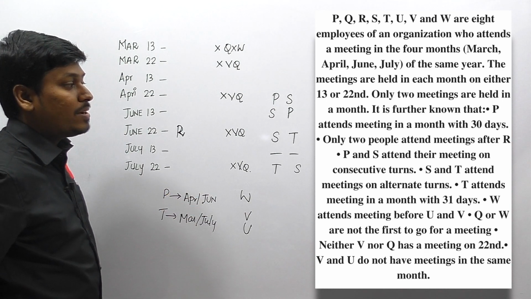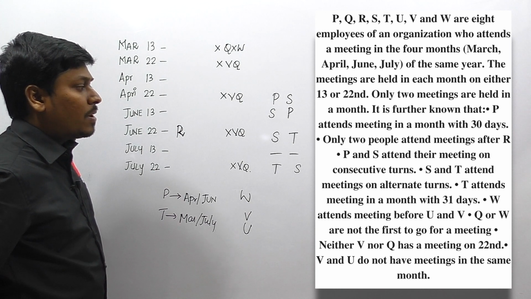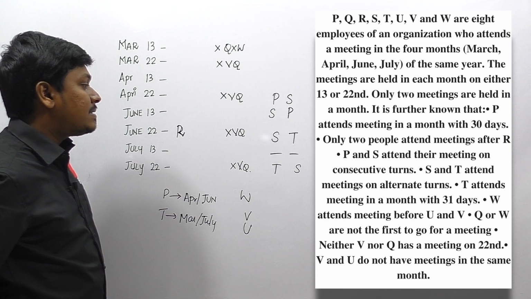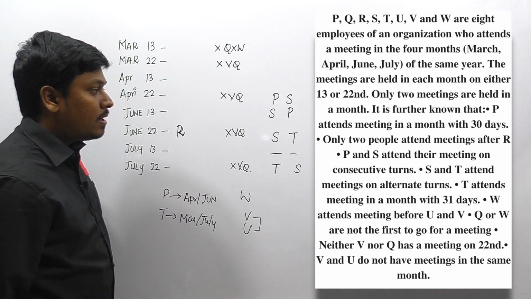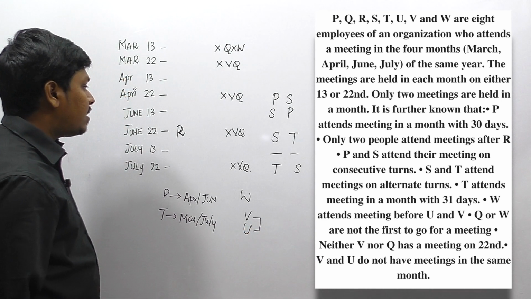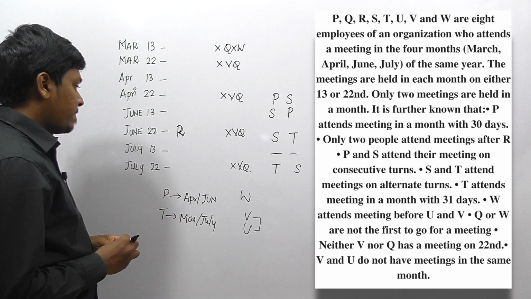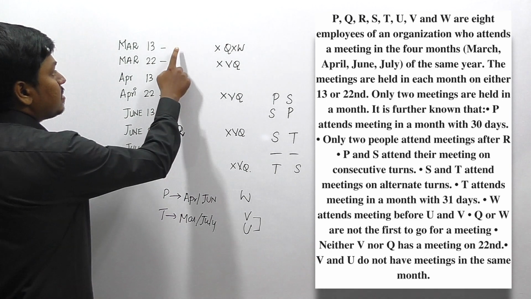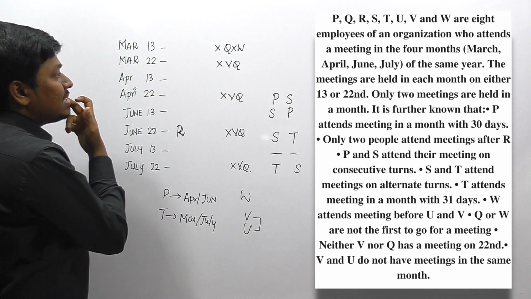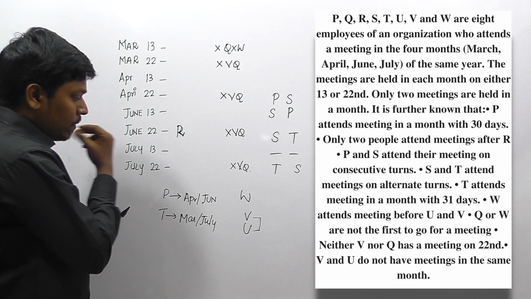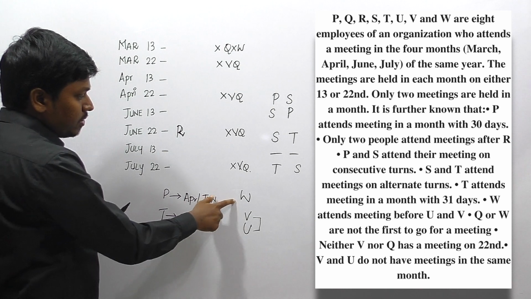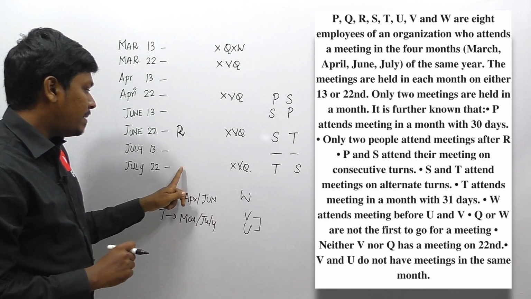Okay friends, next point is V and U do not have a meeting in the same month. So U and V are not attending a meeting in the same month. I think the question has ended, right? So we need to think and solve this friends, no other way. Friends, listen here, W is not on the first day, right? So U and V should be placed after W, and here we can't place V, right?